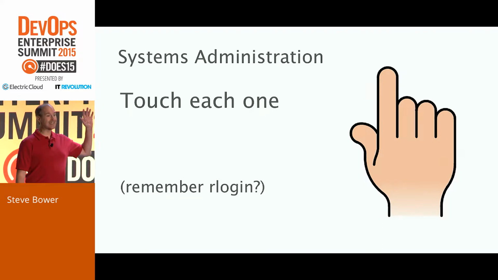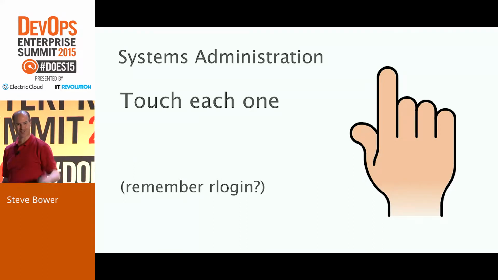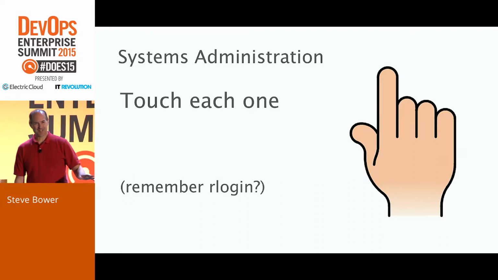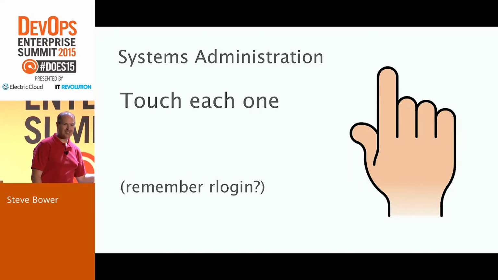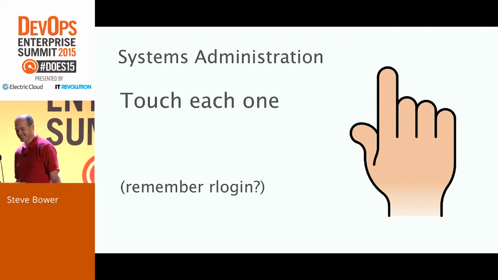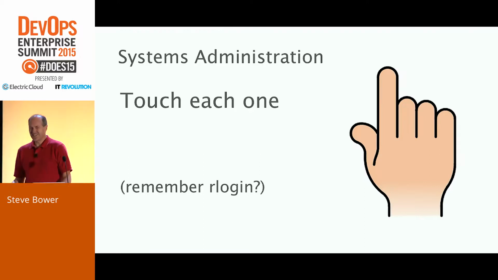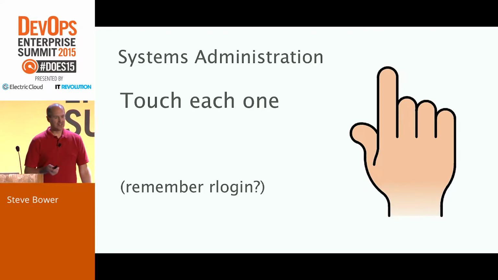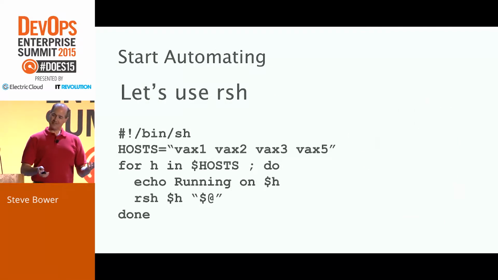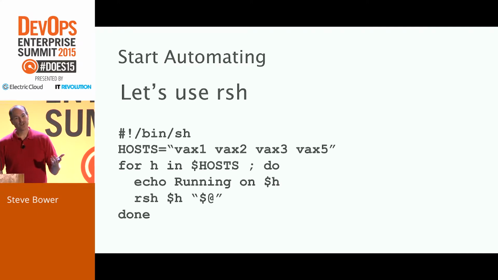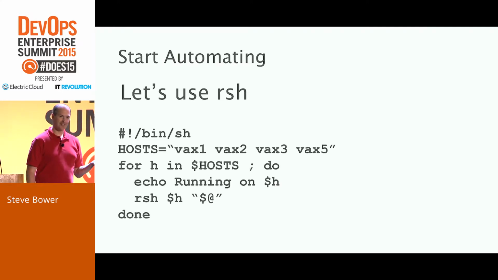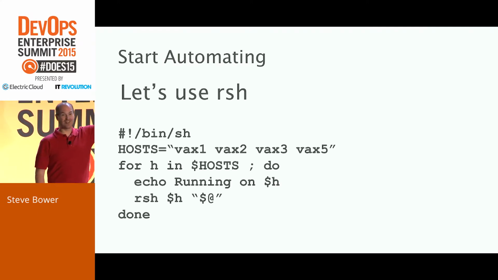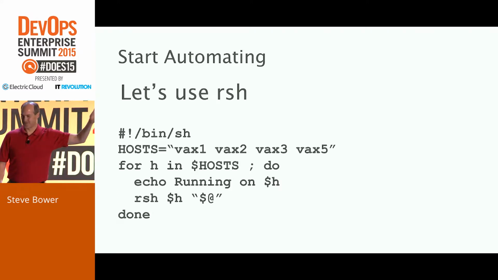Anybody remember rlogin? More good times, right? Don't need to use a password. No encryption. It's great, nice and easy, right? But with 5 systems, you don't necessarily want to log in and do your thing each time. What you can do is maybe consider starting a little bit of automation. So you can do something like a little shell script. I'm a Unix head, sorry, did I mention that? Shell script, here you go.